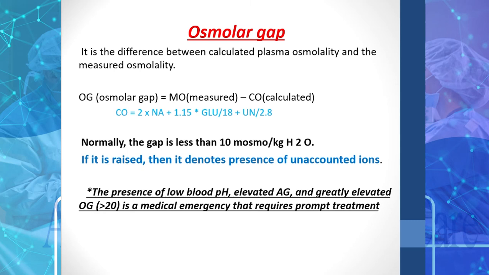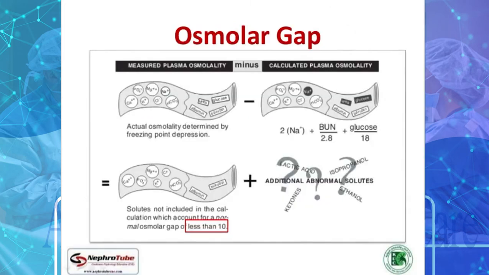And here there is something very important. It's a medical emergency and requires prompt treatment if we find low pH acidosis with elevated anion gap and greatly elevated osmolar gap, more than 20. It's a medical emergency. You can save lives. This patient needs to be on dialysis, CRRT if unstable.